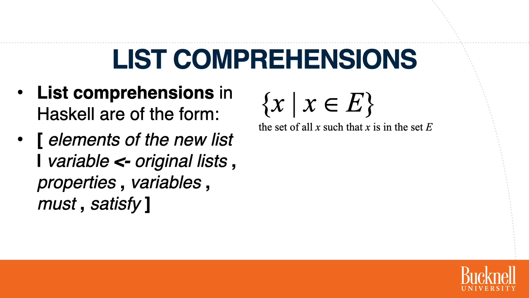This is the identity set again. We can implement this in Haskell using square bracket x, vertical bar, x, a funny looking arrow that represents "element of," E, square bracket. In other words, we're saying this is going to be the list of all x where x is an element of the list E.